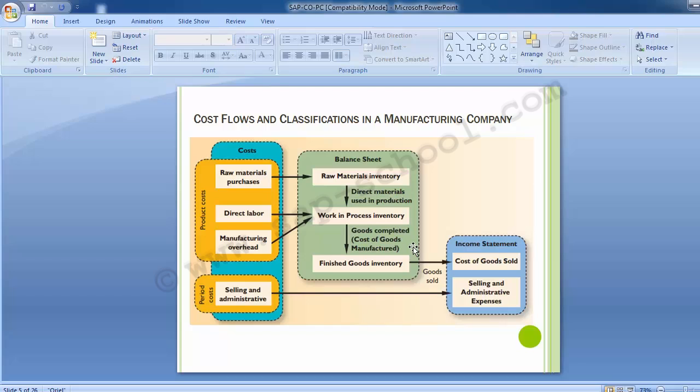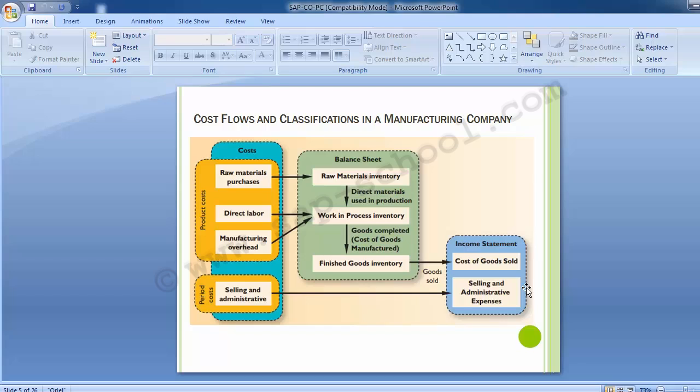So now you can see that the value has been moved from the balance sheet to the income statement, and later on the selling and distribution expenses or the admin expenses are incurred so as to sell those products. They are termed marketing expenses, selling expenses or admin expenses. These all are added to the income statement side. So this is the total cost flow from one part to another, and this is where the costing of a product is done.